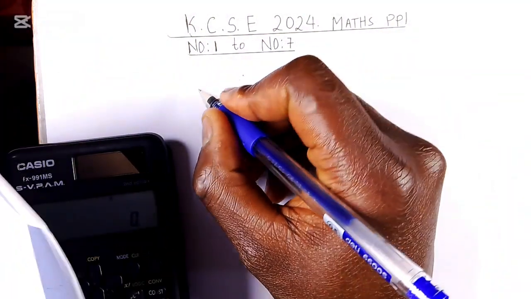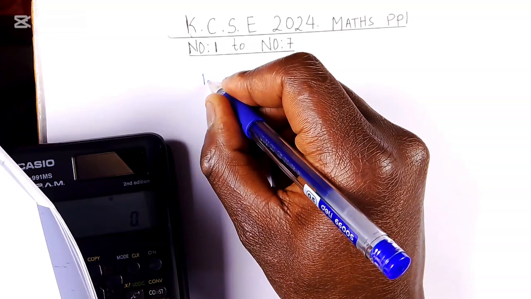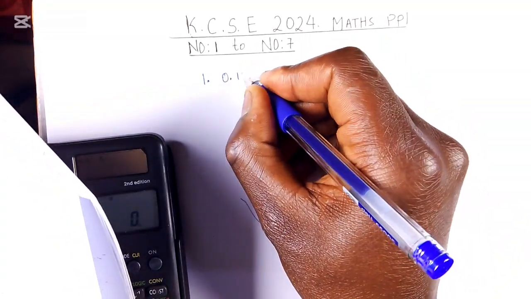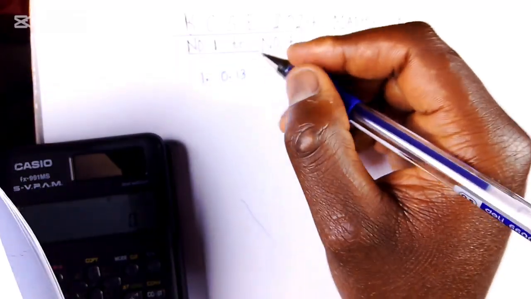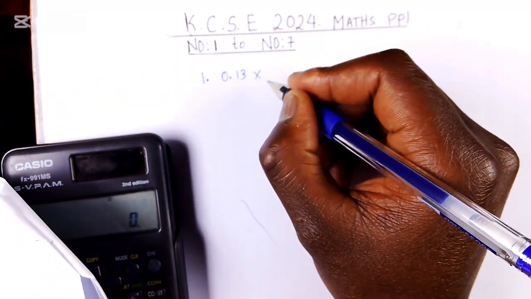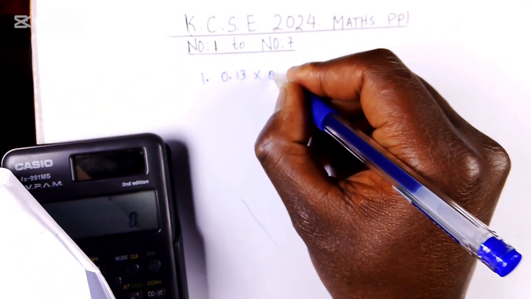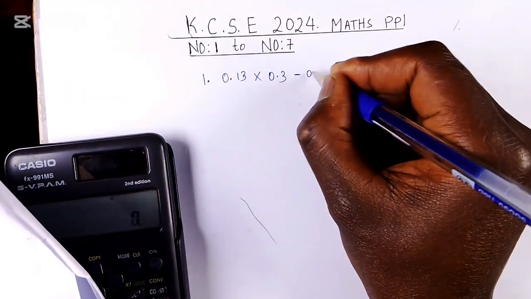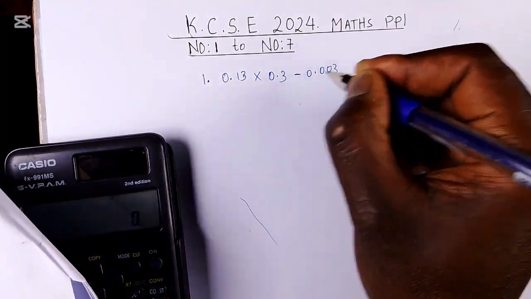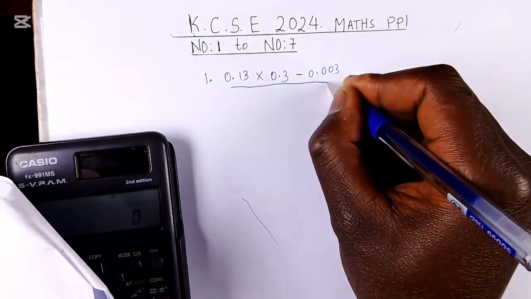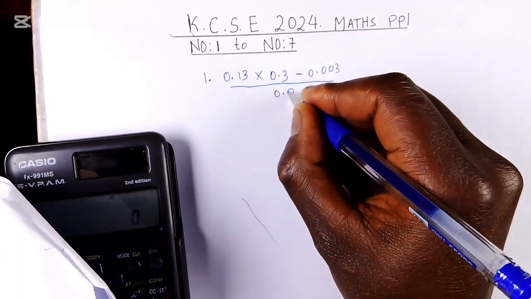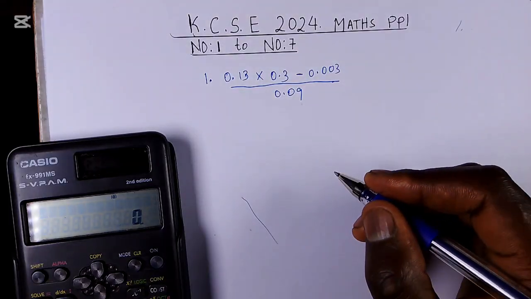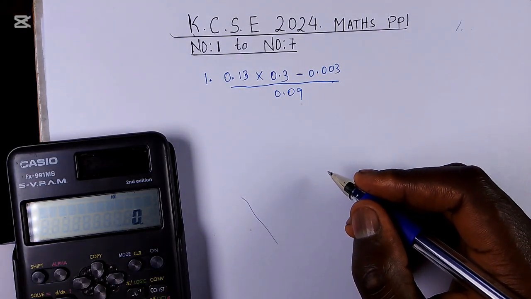And question number 1, I'll start here. Question number 1 reads 0.13 multiplied by 0.3 minus 0.003 over 0.09. So in this particular question, we are not supposed to be using mathematical tables or a calculator.